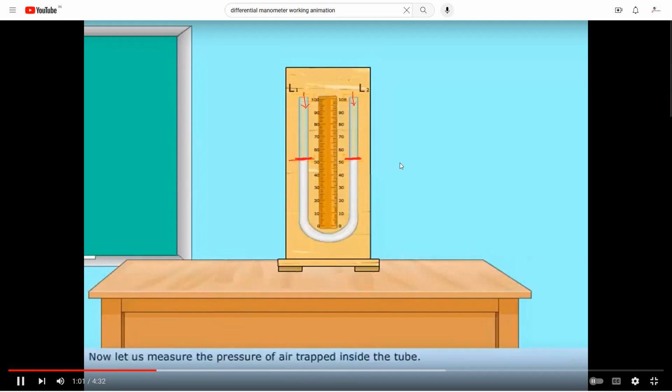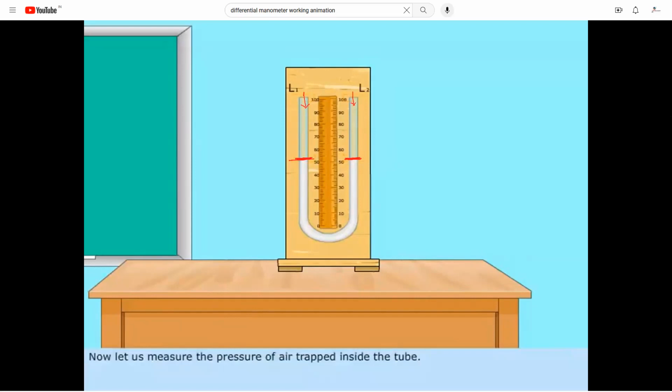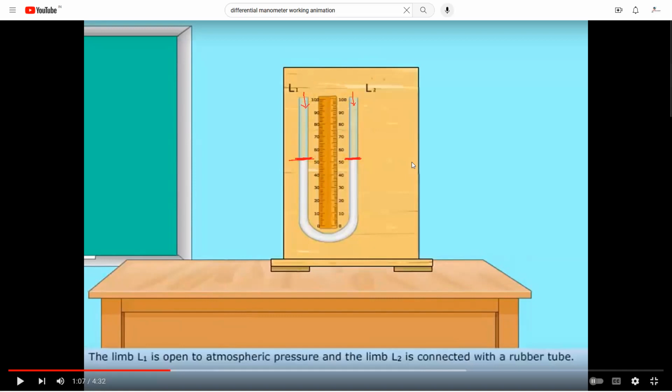Now let us measure the pressure of air trapped inside the tube. We can use this limb to measure liquid pressure or gaseous pressure also. We can use a device, a manometer, to measure the pressure of a gas or the pressure of a liquid. But for the pressure of the atmosphere, we basically use a barometer. So barometer, manometer, all the things, simply we can use it.